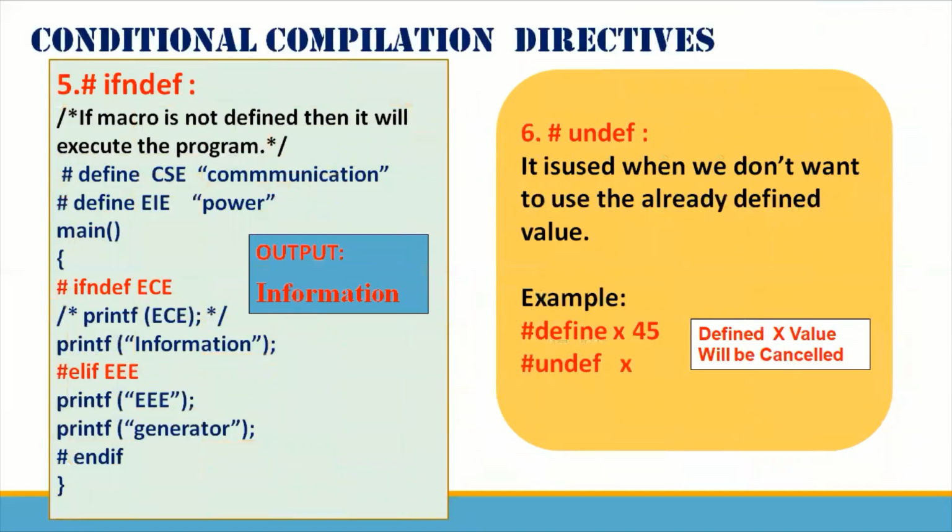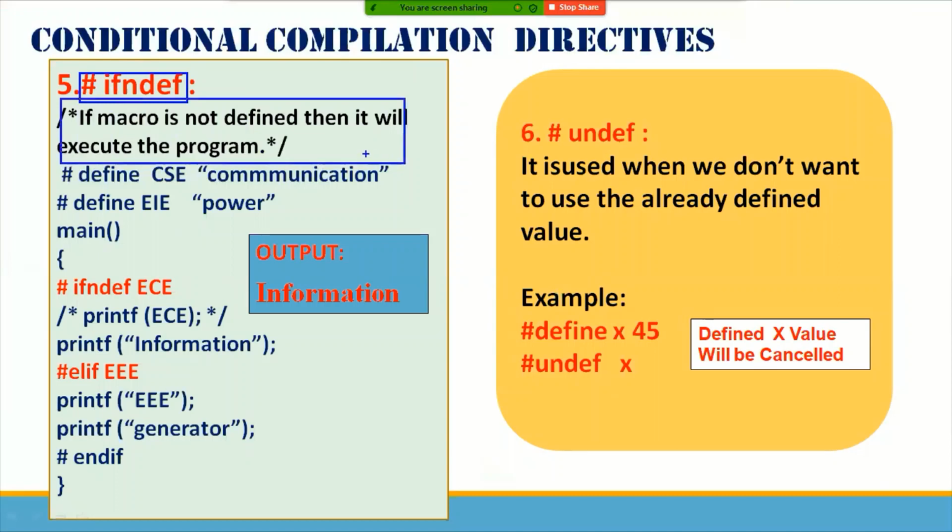In the next slide we will see the fifth type of conditional compilation directive, that is #ifndef. This is similar to #ifdef. There, if the macro is defined, do this. But here, if the macro is not defined, do this. That is, if the macro is not defined, then it will execute the program.